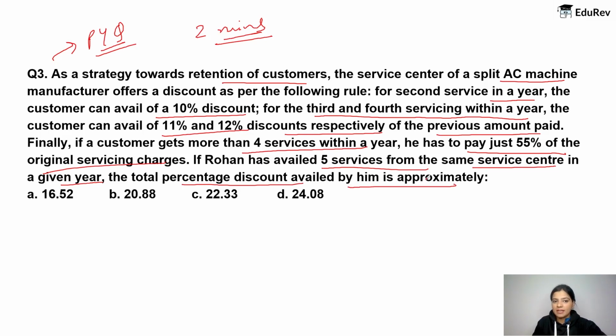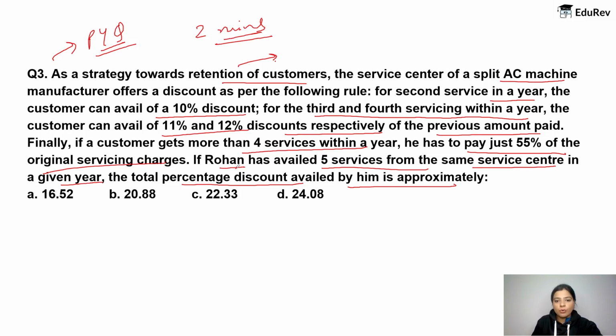So you can see the question seems to be lengthy. It is large to read, but it is very easy. So there is some company who does this servicing of split AC machines. So they want to retain their customers for longer. So for that, they are offering certain discounts on the services of ACs, right? So for the second service in the year, there's 10%. Then third and fourth, there are certain discounts. And if you get more than four services within the year, then you have to just pay 55% of the original servicing charges on the upcoming services, howsoever you have availed.